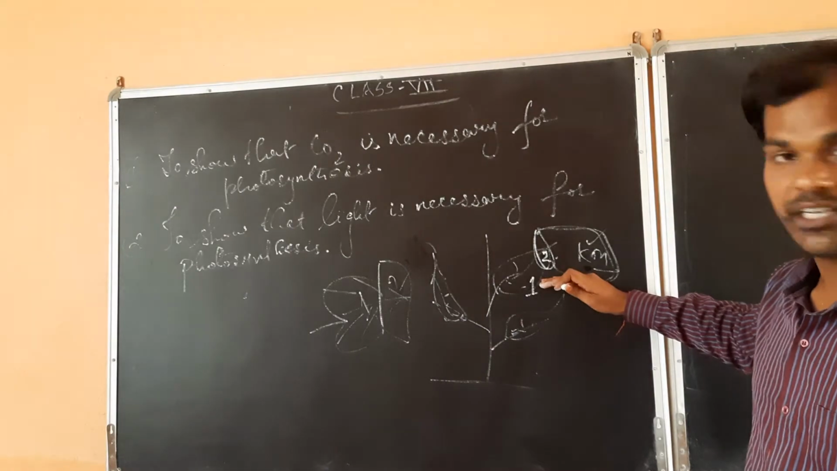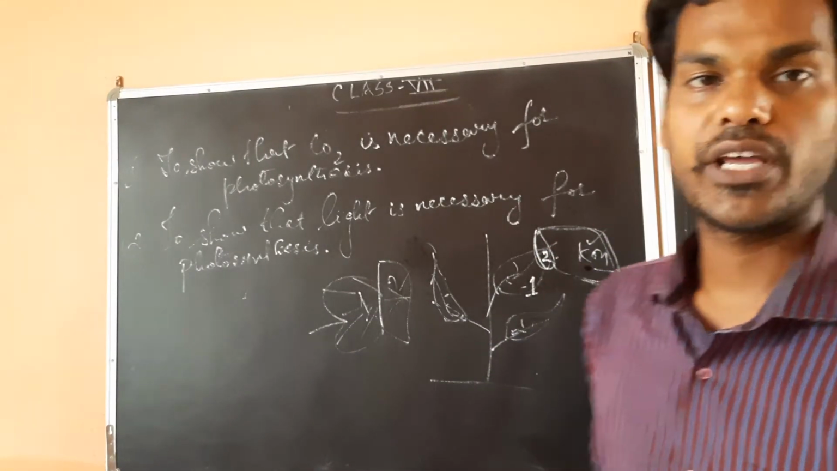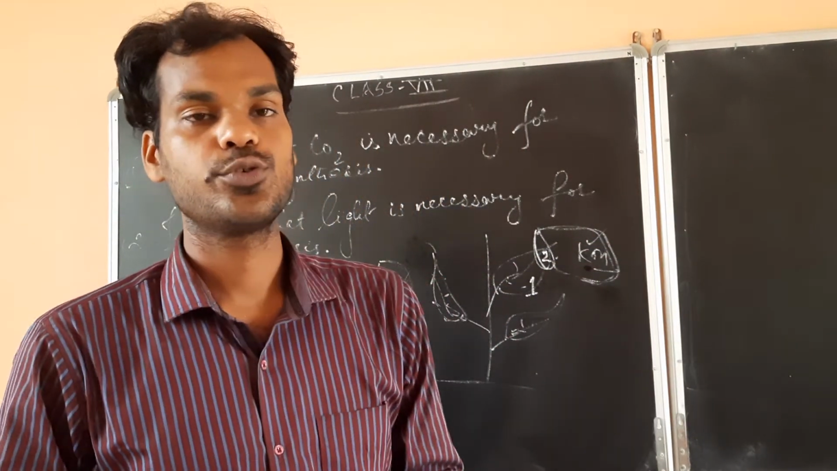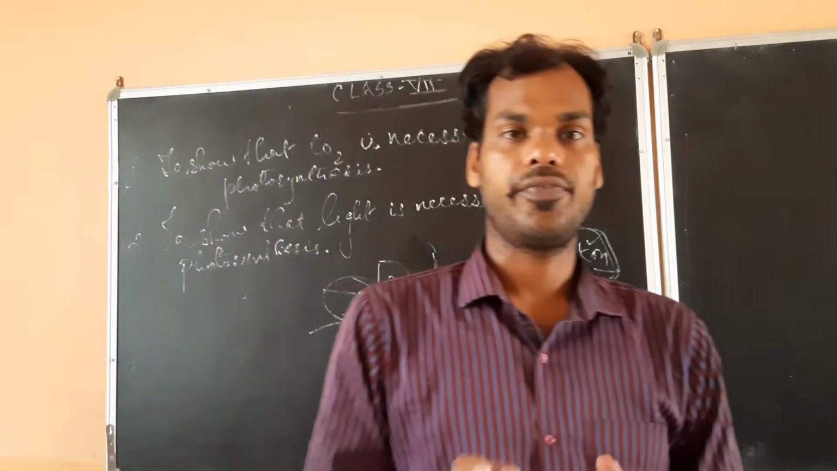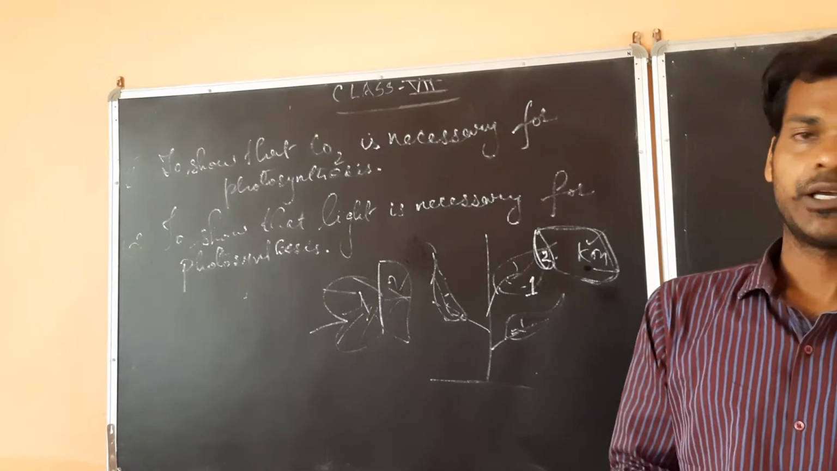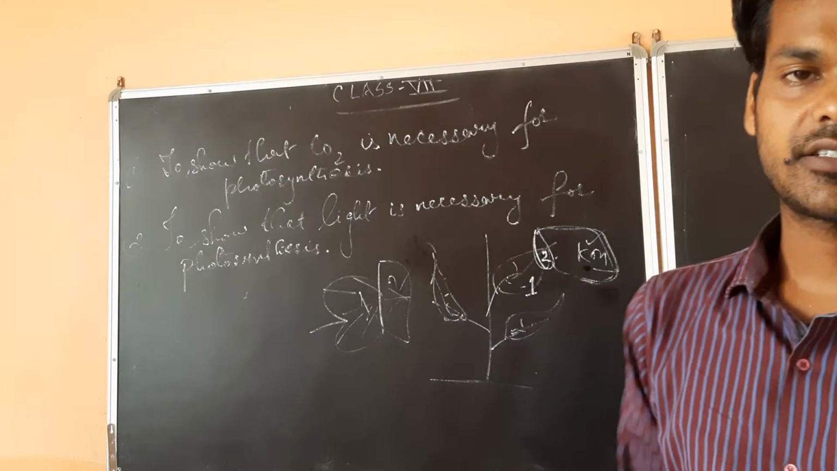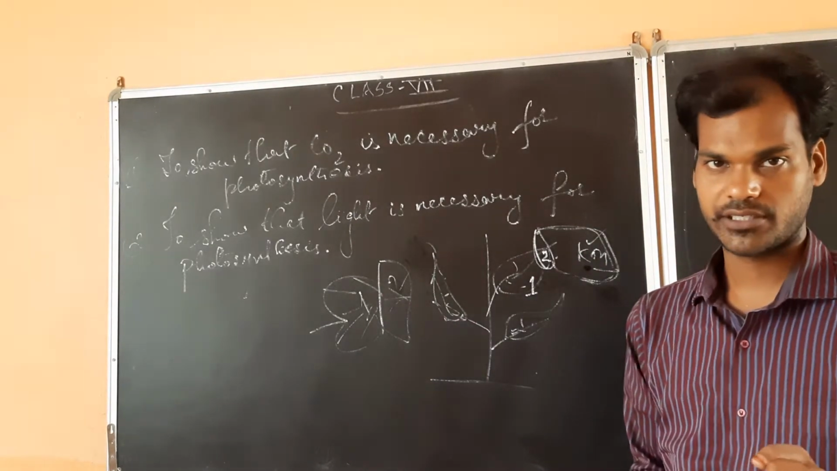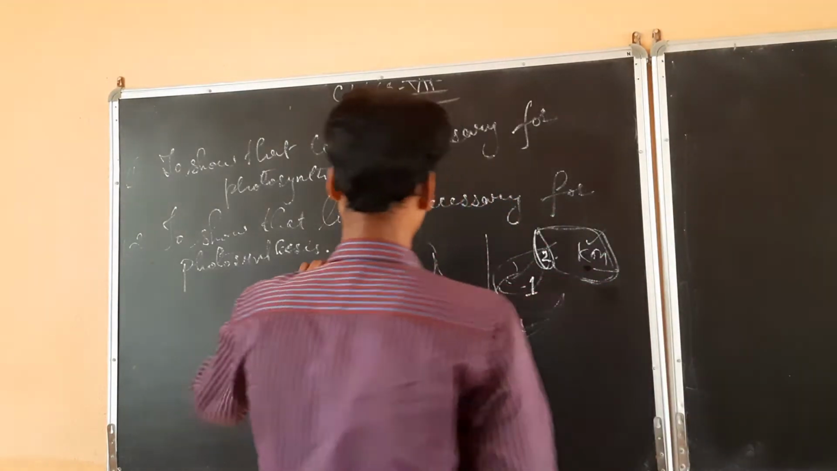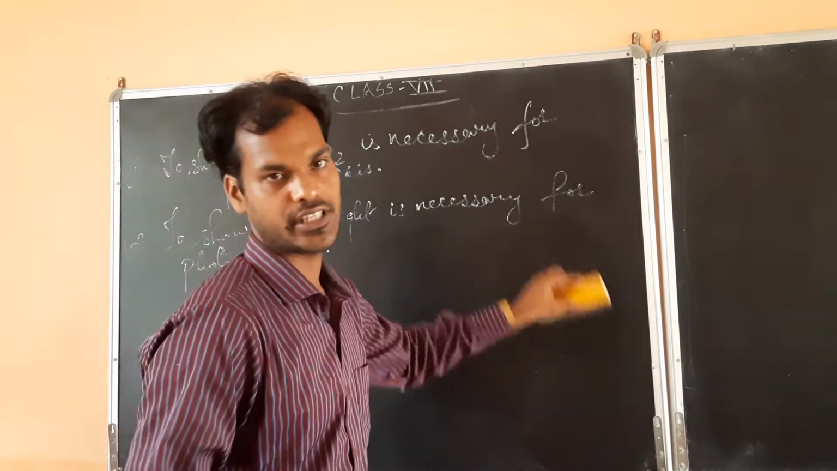We have made CO2 the limiting factor. So whenever we have to test any substance, we have to limit that particular factor, and then we have to carry out the experiment. Okay, this simple experiment reveals that carbon dioxide is necessary for photosynthesis. Okay, second experiment, we have to show that light is necessary for photosynthesis.